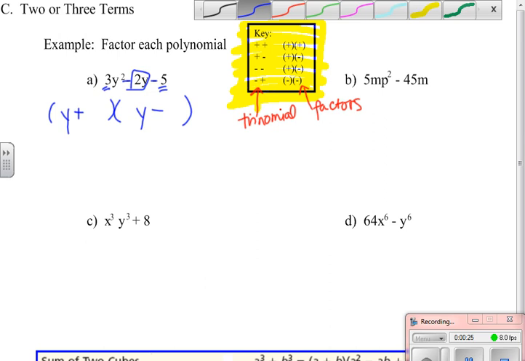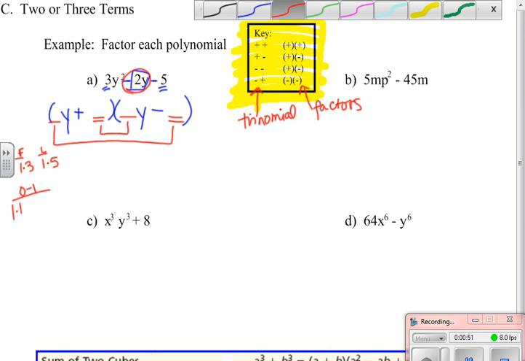So I need to figure out what factors of 3 are going to combine with the factors of 5 so that when I take my outside times my inside, I get negative 2. So I'm going to make a list, my factors of 3, my factors of 5. Since I have one sign of each, I'm really subtracting outside minus inside. So my first and my last factors, and I start combining.